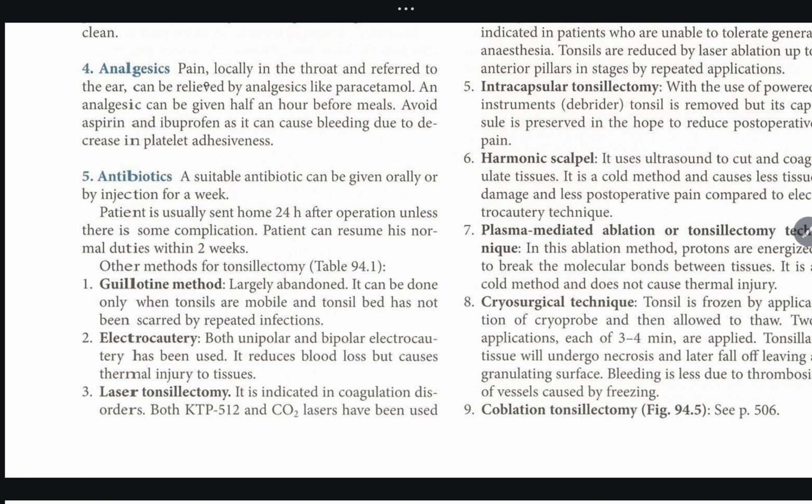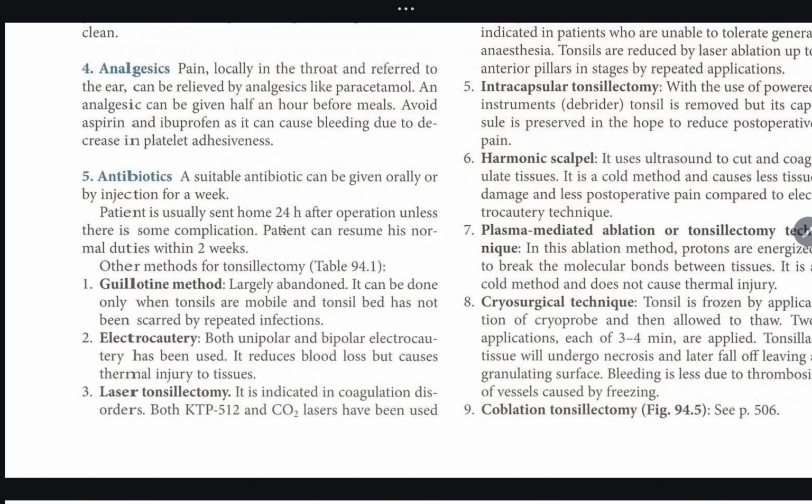Analgesics. Pain locally in the throat and referred to the ear can be relieved by analgesics like paracetamol. An analgesic can be given half an hour before meals. Avoid aspirin and ibuprofen as they can cause bleeding due to decrease in platelet adhesiveness. 5. Antibiotics. A suitable antibiotic can be given orally or by injection for a week.